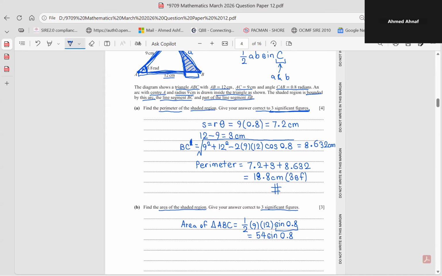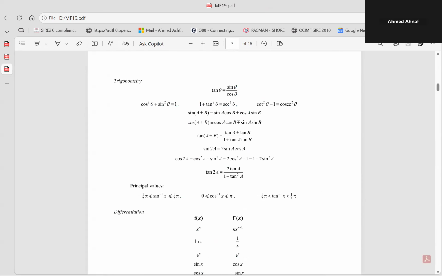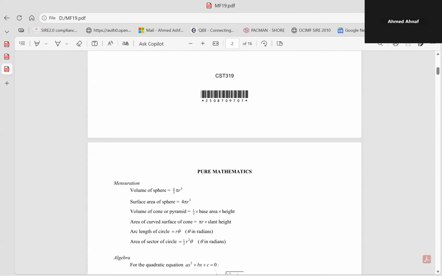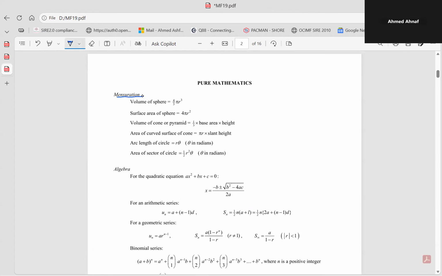Okay, now we're going to find the area of the sector. To find the area of the sector, you just go to your MF19, to the very first page under mensuration. There you can see the arc length of a circle formula, which we used in the previous part, as well as the area of the sector. This is the one that we have to use. So it's just half r squared theta. And again, theta, the angle, has to be in radians.